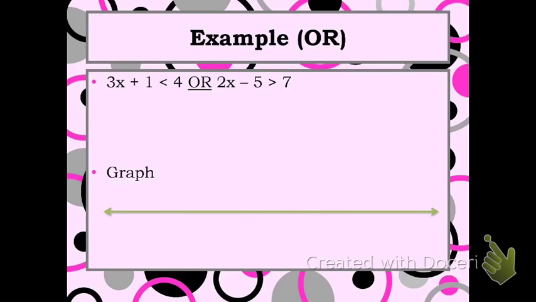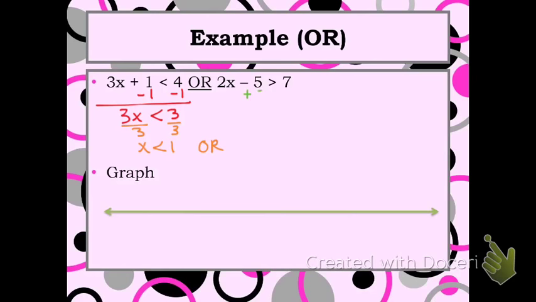So let's start with 3x plus 1 is less than 4. We're going to solve for x by subtracting 1 from both sides and then dividing by 3. Copy the word OR, and then now we've got 2x minus 5 is greater than 7.